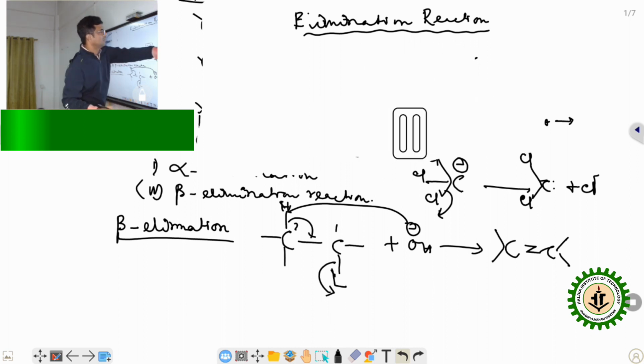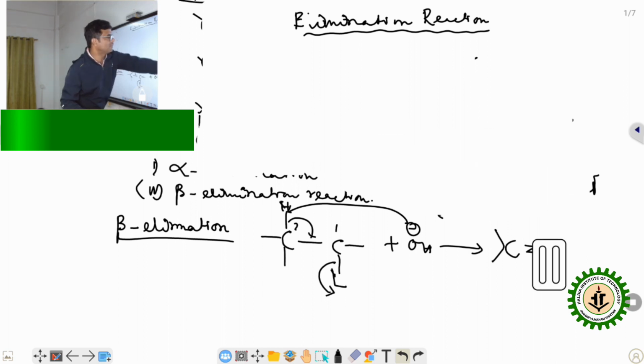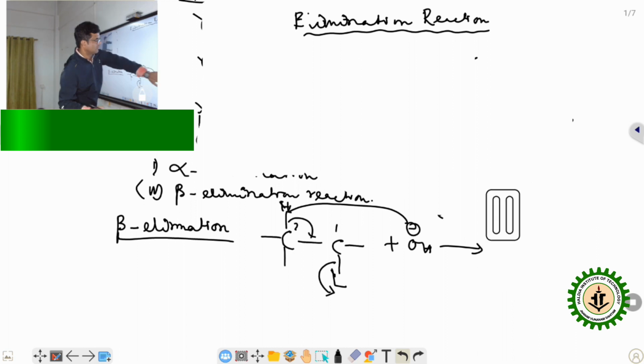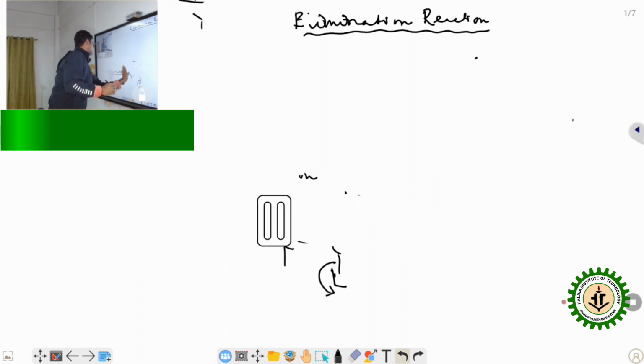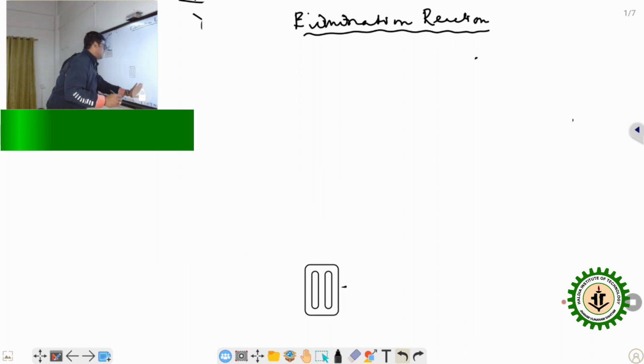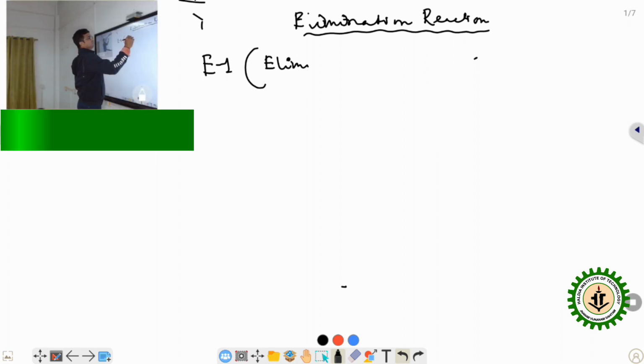Now this beta elimination reaction can be of various types. I can show you. One is called E1, that is elimination, E for elimination, through unimolecular.